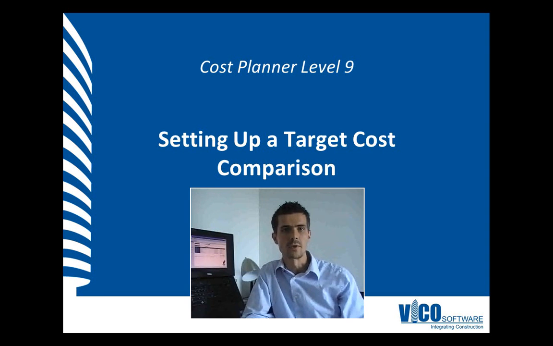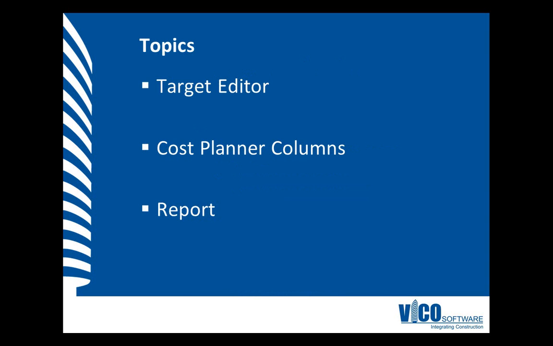I will start with explaining how you can quickly set up a comparison between the current cost status and the targets you've defined for the project. In this video, we will take a quick look at the target cost or budget that you've set up for the project in the target editor. Then we'll go into the cost planner and open the column that contains the target cost information so you can review what the status is compared to the current cost of your project. And lastly, I will generate a report that contains a comparison between the target cost and the current cost in the project.